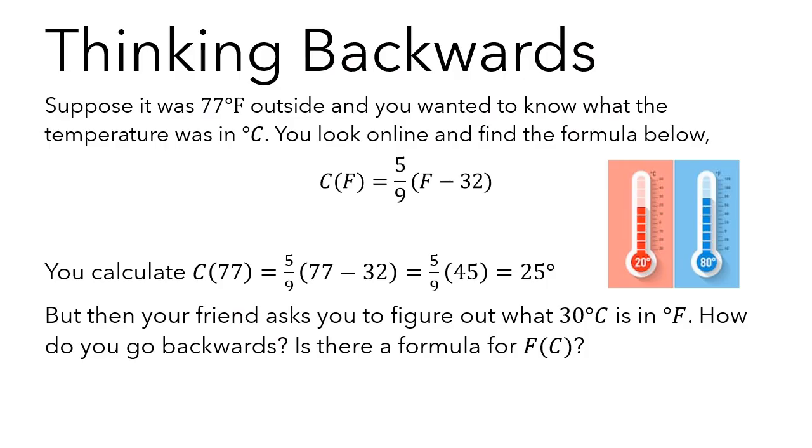So suppose it was 77 degrees Fahrenheit outside and you wanted to know what the temperature was in degrees Celsius. You look online and you find the formula below. C of F equals 5 divided by 9 times F minus 32. So you plug in 77 to your function and calculate that 77 degrees Fahrenheit is equal to 25 degrees Celsius.